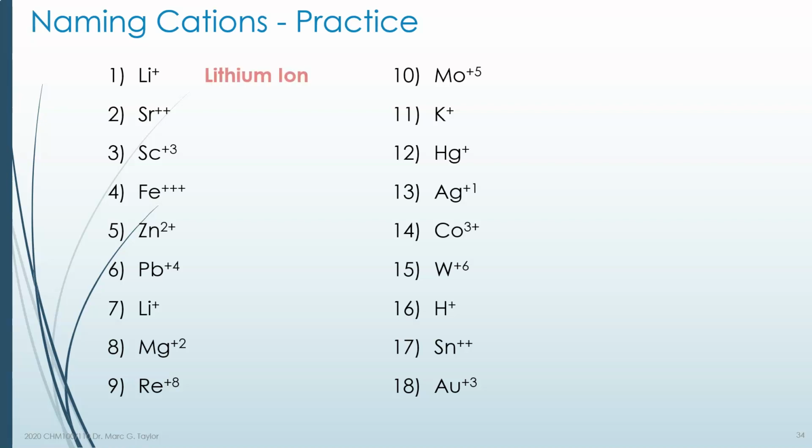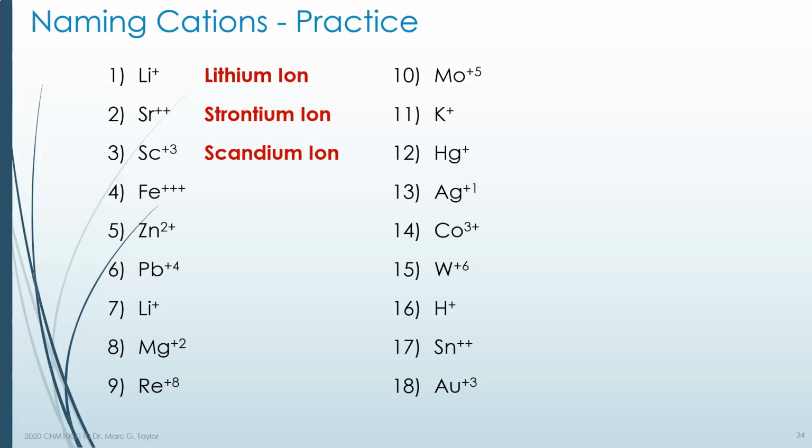So the first one is lithium ion. There's only one choice. Strontium is in the alkaline earths, and they're all +2, so that's strontium ion. We don't need to say it. Scandium is always +3, so it's scandium ion. So these three are always known what their ions are, so there's no need to put a Roman numeral.